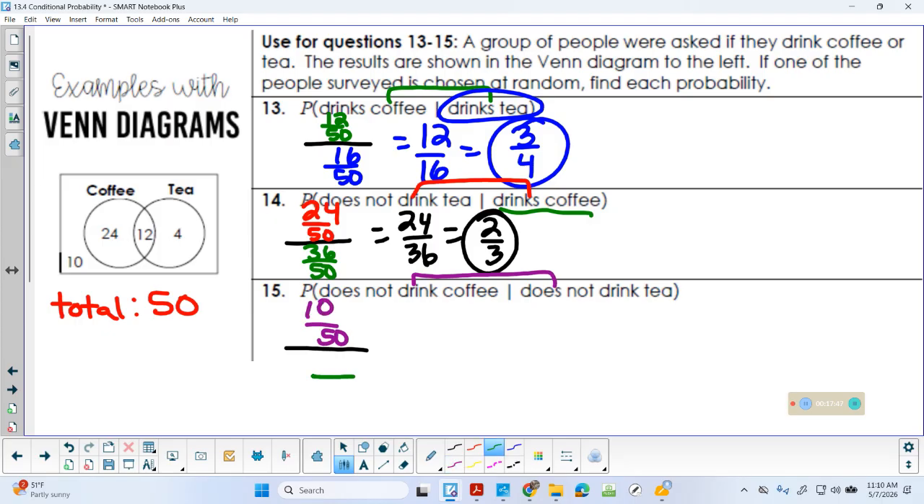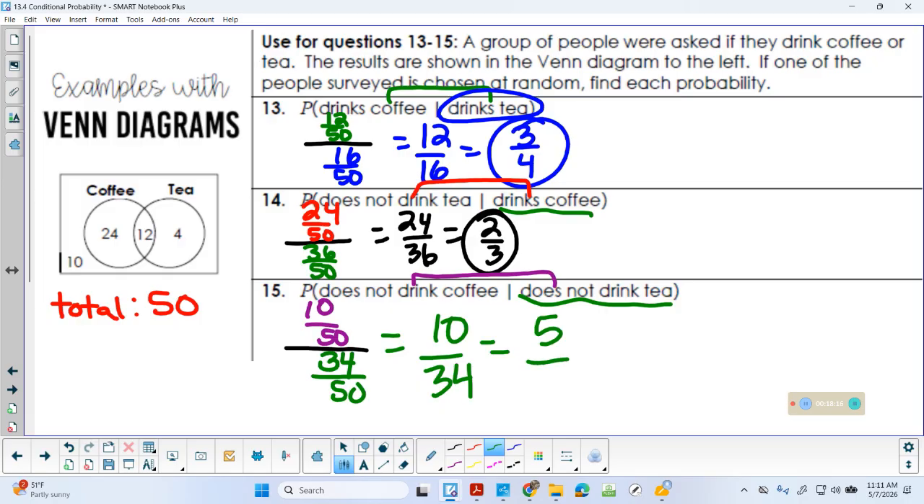Okay, probability for the bottom, 50. Okay, we need to know how many do not drink tea. So nothing in the tea circle counts. How many are not in the tea circle? So the 24 and the 10 are not in the tea circle, so 34. We've got to add the 24 and 10 together. Okay, so we got 10 over 34, which reduces down to 5 over 17. Okay, any questions on that?